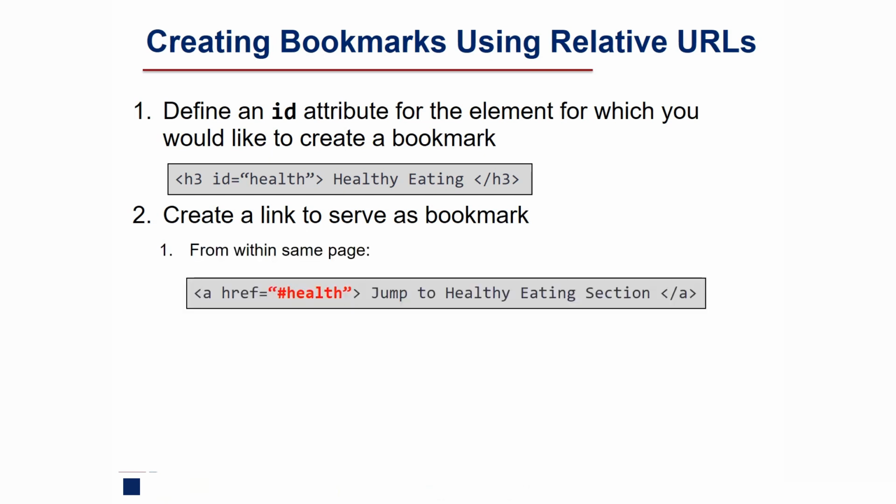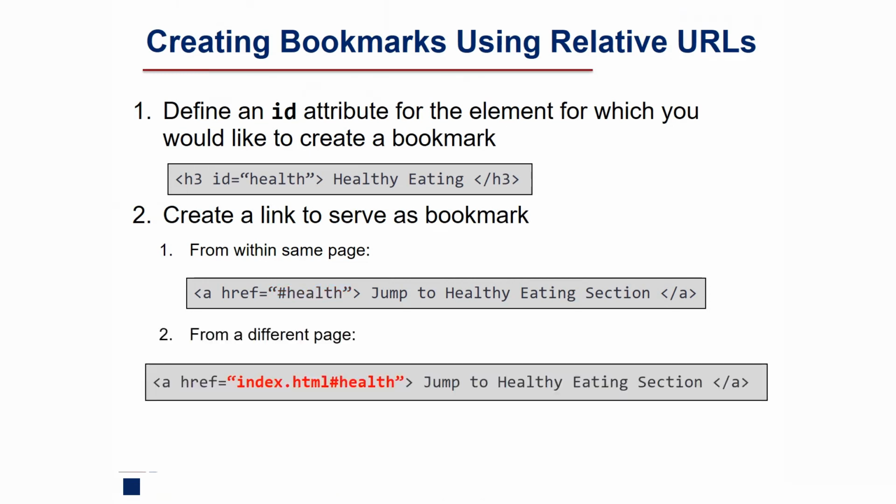If it's within the same page, I can have href equals pound or hashtag health, and this is a link. When the user clicks on this link, it will scroll to that part of the page. If I want to have a bookmark to a spot in a different page, I can have the name of that page, then hash mark or pound, and then the name of the ID of the element to which to scroll when we open that page.